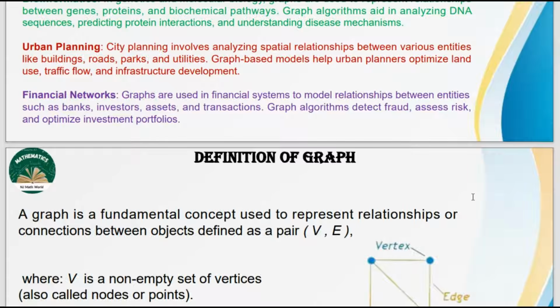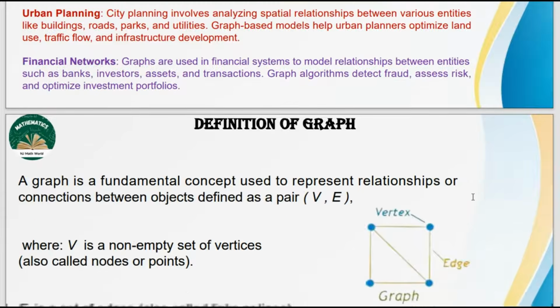Then last but not the least, you have financial networks, where graphs are used in financial systems to model relationships between entities such as banks, investors, assets and the transactions going on in the bank. Graph algorithms detect fraud, assess risk and optimize the investment portfolio.